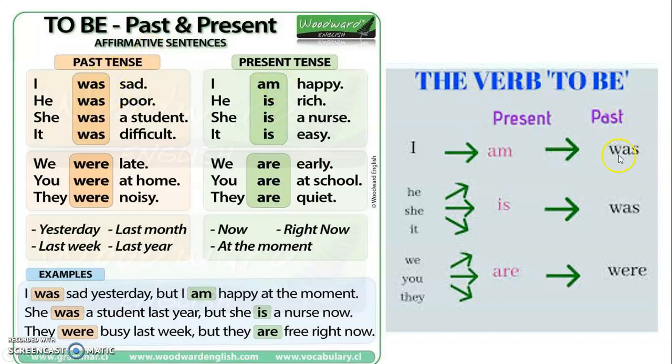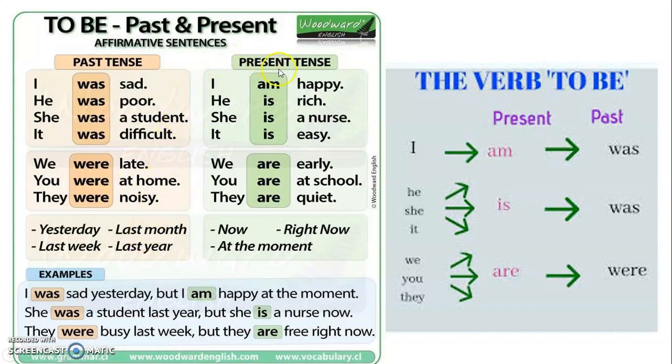So in the past, as you can see here, the past of the verb to be has two forms, was and were. While in the present, it has three forms, am, is, are. So we use the past to speak about anything connected to the past. Yesterday, anything that happened yesterday, last month, last year, last week, 2 days ago, 5 minutes ago. So for example, I was sad yesterday. She was a student. We were late last month at school.